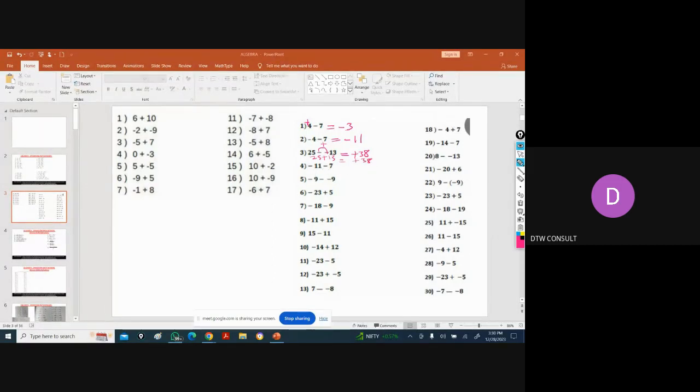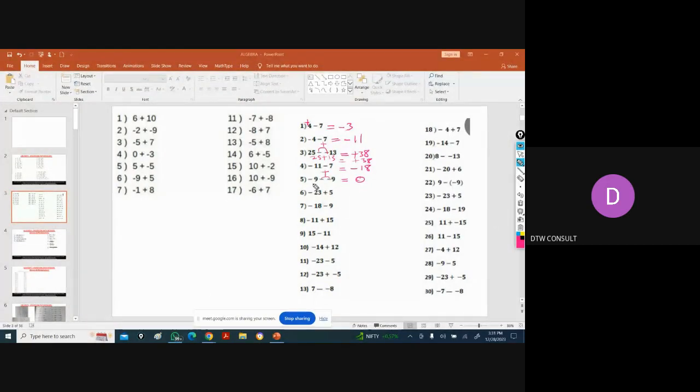What about number 4? It will be negative 18. All right. What about 5? Negative 18. No. Zero. Good job. Oh, sorry. I just forgot the rule.